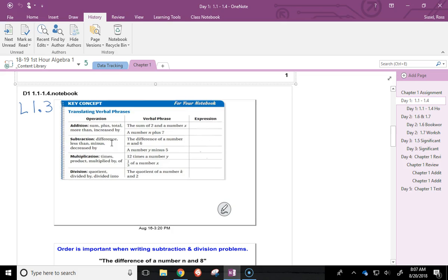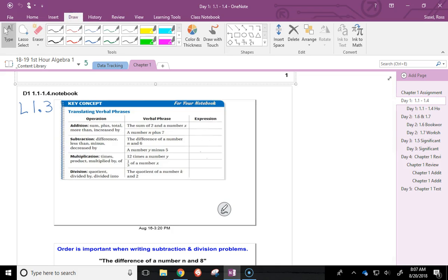So the first one, addition. Well, usually the keywords are sum, plus, total, more than, increased by, the sum of 2 and the number x. So we're going to go ahead and solve that one. How do we write it? Well, here's the trick, or my trick at least. When I look at this and I see sum, that tells me right away I'm going to be doing an addition. So I'm going to come over here a little farther, and I'm just going to say addition. Okay, so I have that part down. I know I'm doing addition.